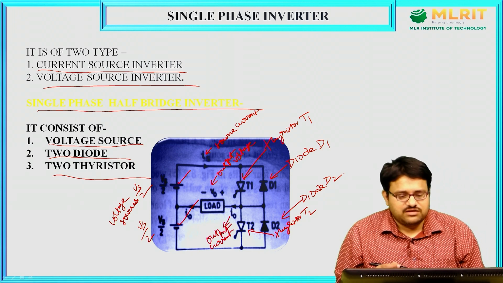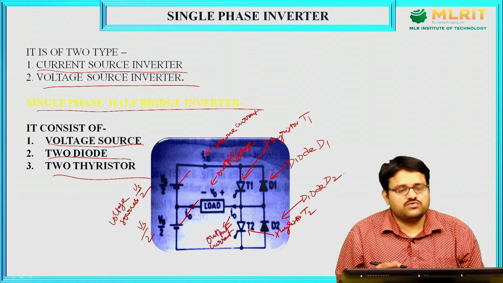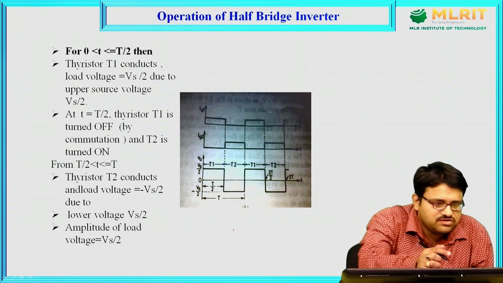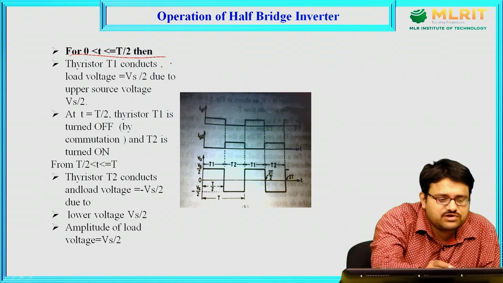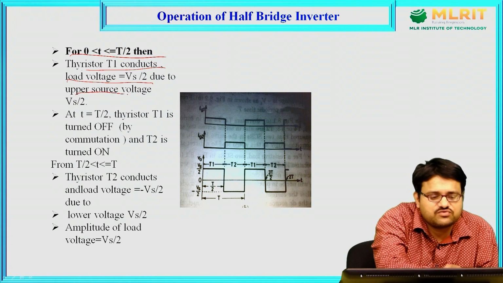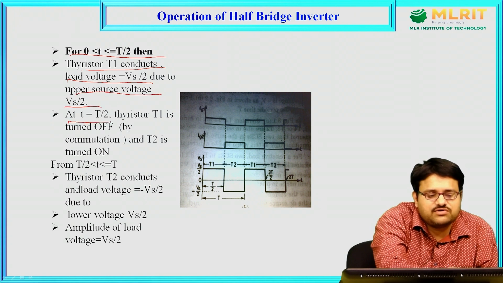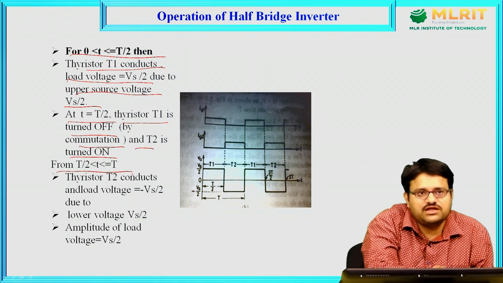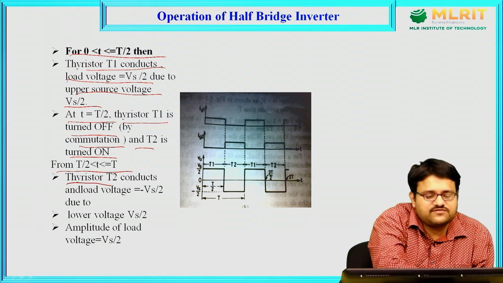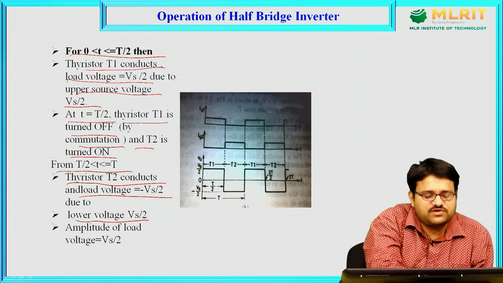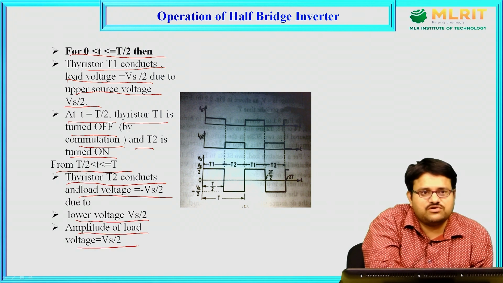So here this is the circuit of a single phase inverter. So operation of half bridge inverter we will discuss. For 0 less than t less than or equal to T by 2, thyristor T1 conducts, load voltage is equal to Vs by 2 due to upper source voltage Vs by 2. At t equal to T by 2, thyristor T1 is turned off by commutation and T2 is turned on, and from T by 2 less than t less than or equal to T, thyristor T2 conducts and load voltage is equal to minus Vs by 2 due to lower voltage Vs by 2. Amplitude of load voltage is equal to Vs by 2.